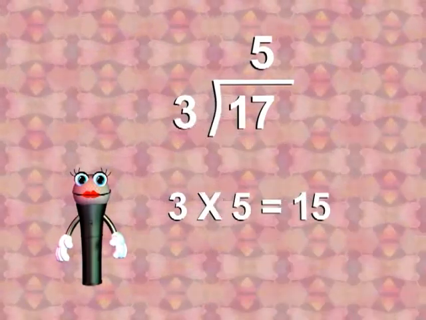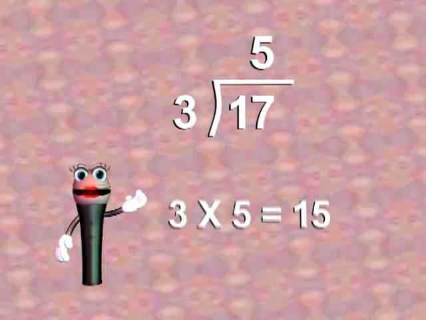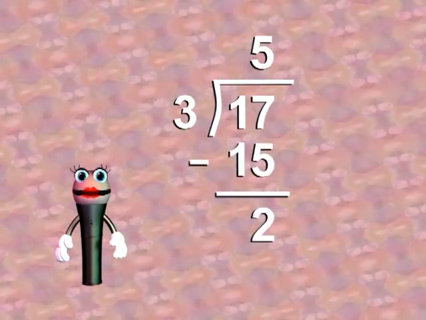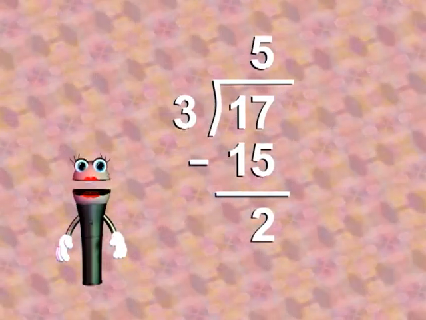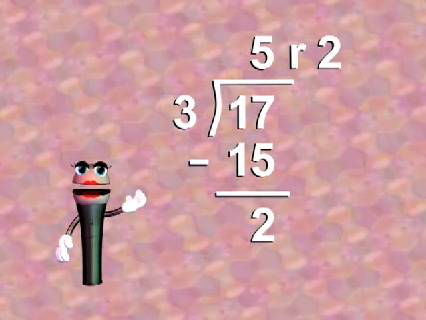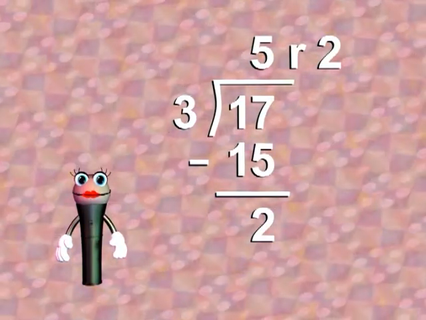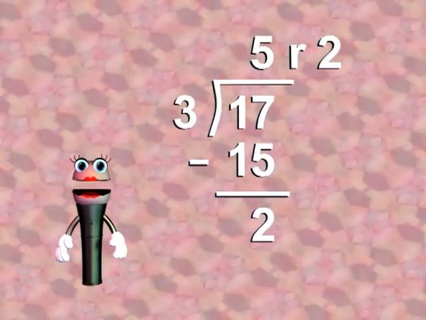Step C. Because 3 times 5 is 15. Next, write 15 under 17 and subtract. You get 2. Step D. Write the remainder of 2 near the quotient. Abbreviate remainder of 2 with an R and a 2 after it as shown. And remember, in division, the quotient means the answer.